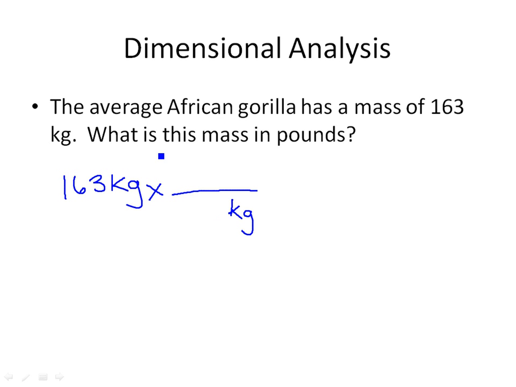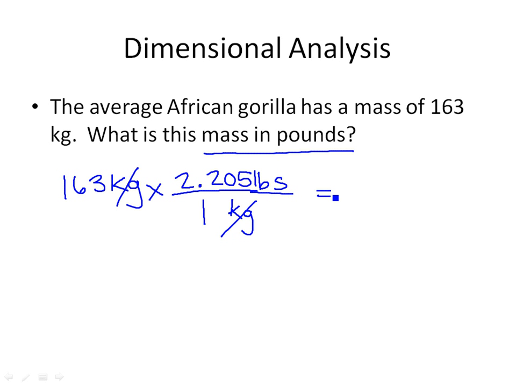Okay, we are asked for the mass in pounds. So if you look at your conversion factor list, you will see that you should have under mass that 1 kilogram is equal to 2.205 pounds. So easy enough. Since we need pounds, all we have to do is find one common relationship and plug it in. So we see that 1 kilogram is equal to 2.205 pounds. So our kilograms can cancel.